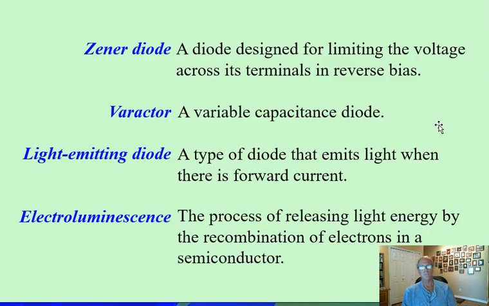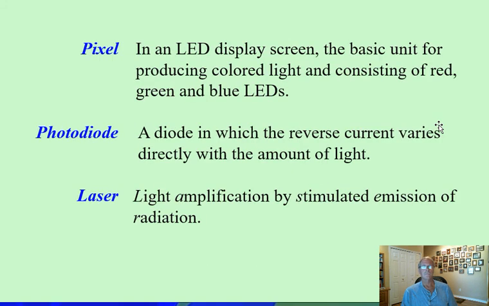And here are some terms. Zener diode, designed for limiting voltage across its terminals. Varactor, variable capacitor diode. LED. Electroluminescence is a process of releasing light energy by recombination of electrons in a semiconductor. Pixel, basic unit for producing colored light. Photodiode, diode in which reverse current varies directly with the amount of light. And light amplification by stimulated emission of radiation. That's what laser stands for.